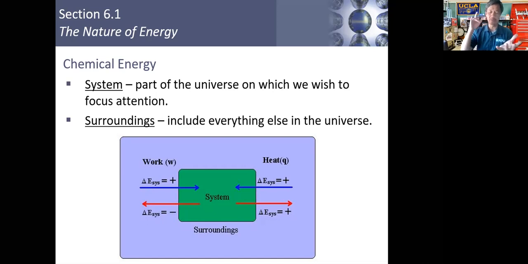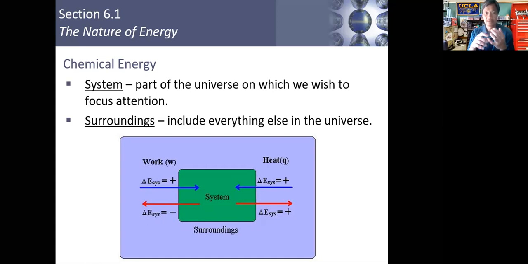That portion of the universe could be an object, a person. It could be any type of process. It could be anything. We're going to zero in on that part of the universe and look at how the energy of that object of our focus changes as it interacts with the surroundings. The surroundings is everything else that is outside of that system. The system and the surroundings together comprise the universe.